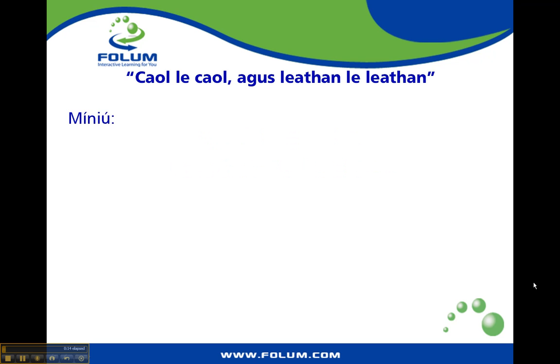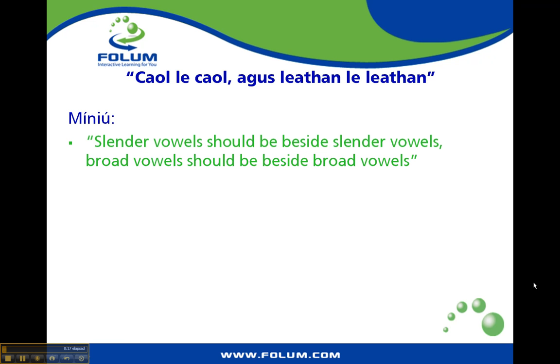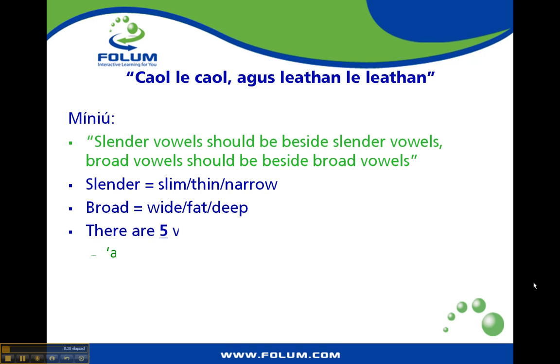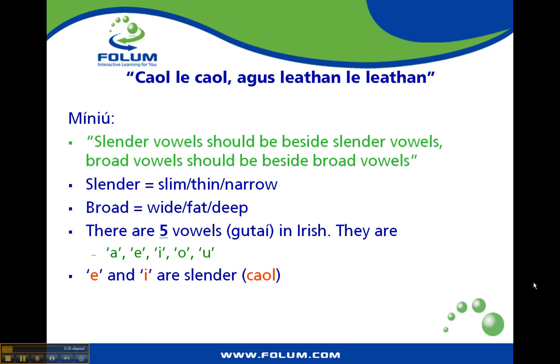Well, in very simple terms, it means slender vowels should be beside slender vowels and broad vowels should be beside broad vowels. Slender, the very simple definition, is slim, thin or narrow, so E agus I would be sample letters, and broad are wide, fat or deep. The five vowels that we have in Gaeilge are A, E, I, O and U. E and I are slender, and the way to decipher that is E and I are quite high up in your lungs when you're saying it, and A, O and U are broad, they're quite deep down.